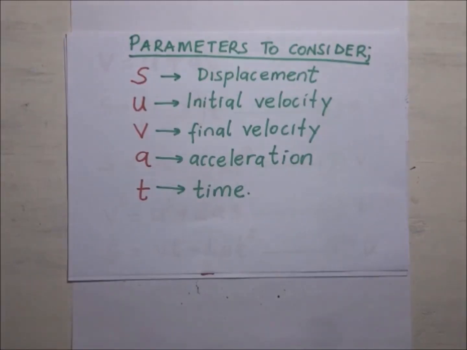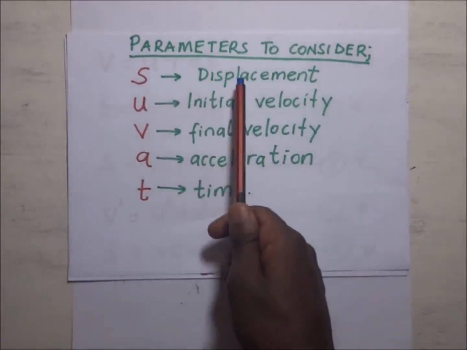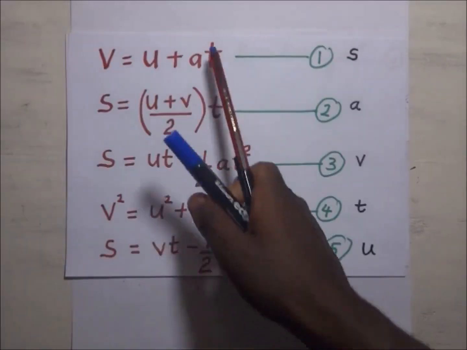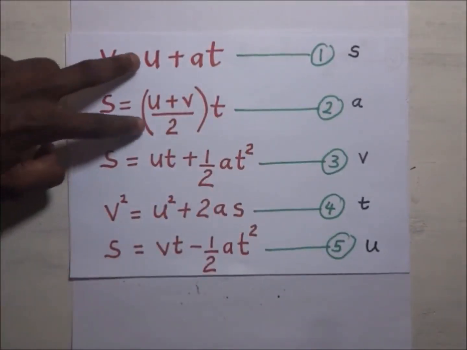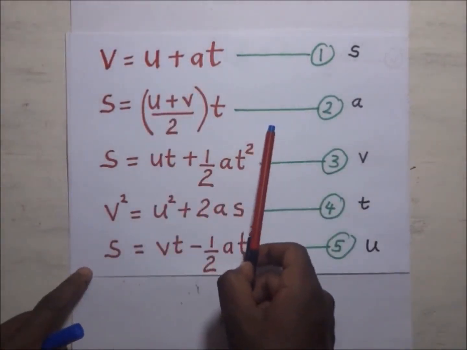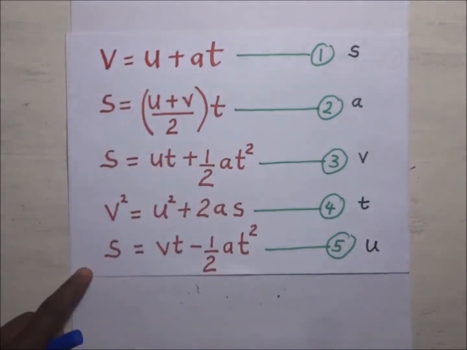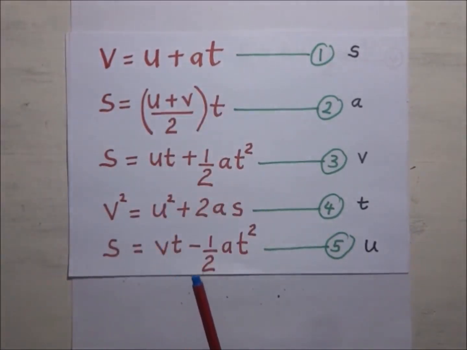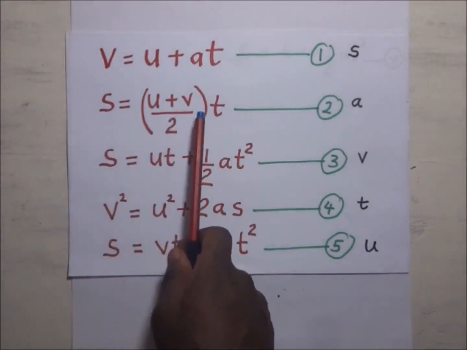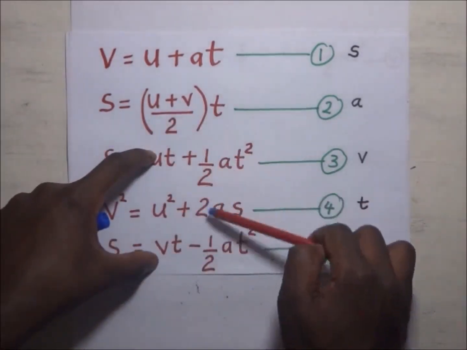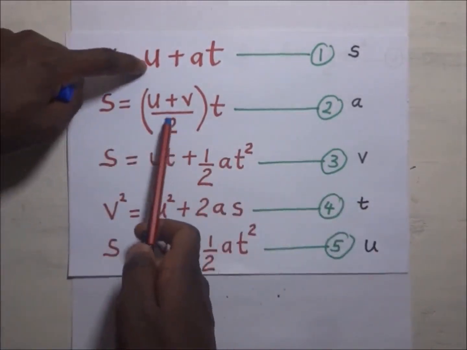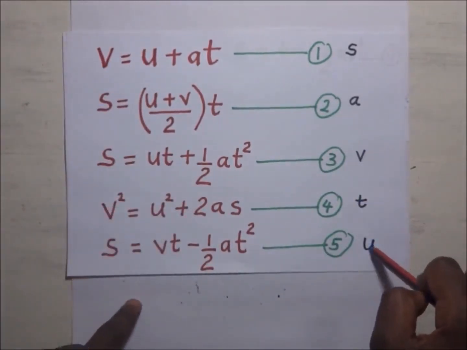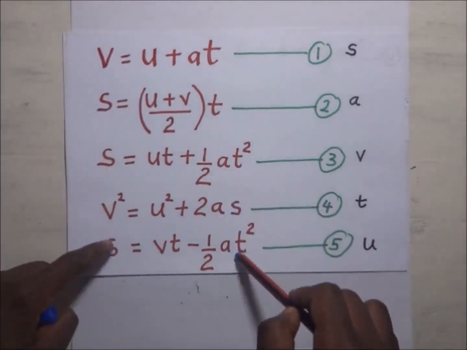Again, throughout, these were the parameters we were considering: displacement, initial velocity, final velocity, acceleration, and time. Of all these equations we derived, our first two were the ones derived from scratch. The first one we derived using the definition of acceleration. The second one we derived using the concept that the area under the graph is equivalent to the distance traveled by that particle. The other three equations of motion were derived by substituting these two, in such a way that we eliminate v, we eliminate t, and we eliminate u.